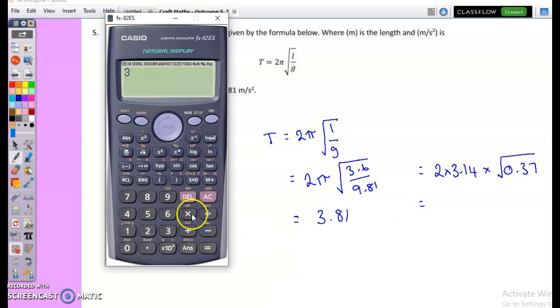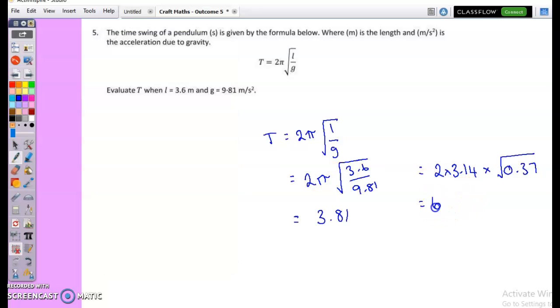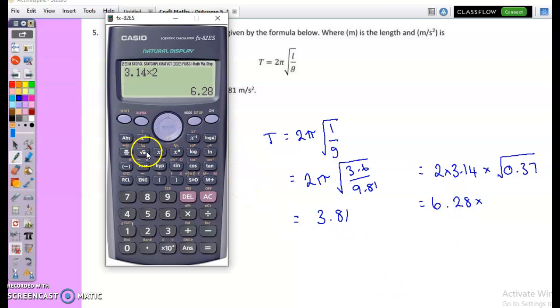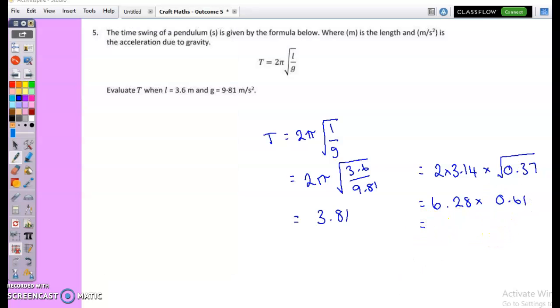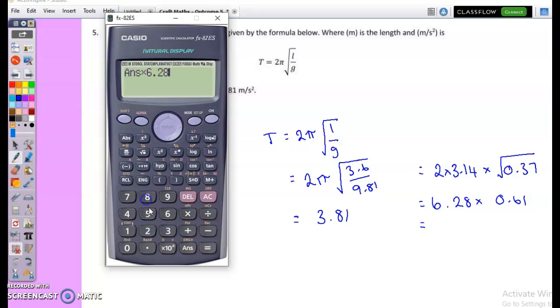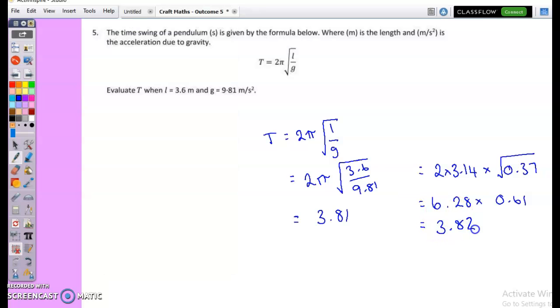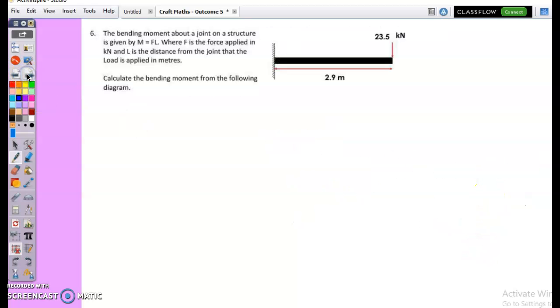2 times pi, or 2 times 3.14 is 6.28. I don't believe I just did that in a calculator. So it's 6.28 times the square root of 0.37, which is 0.61. Multiply the two together and we get 3.82 doing it that way. That can just be in the rounding, as long as you've shown the step-by-step working. If you're doing it this way, not just typing it into your calculator, a wee difference in rounding like that makes absolutely no difference.